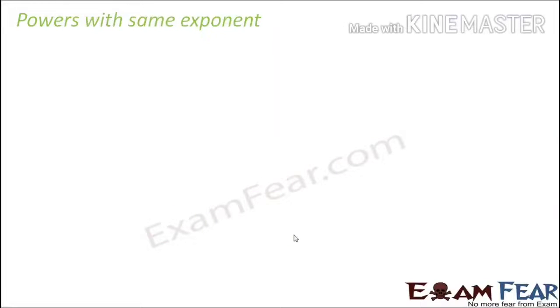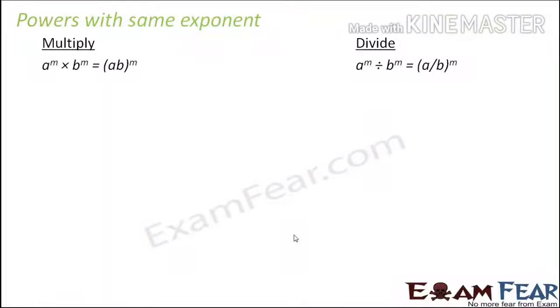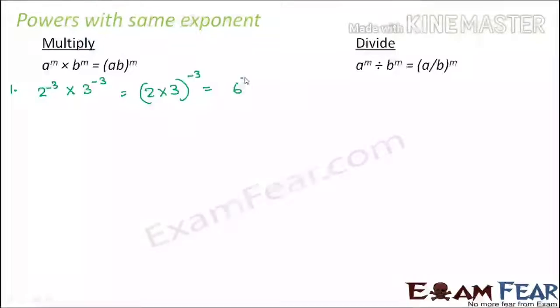Now let's talk about powers with same exponents. That is, the bases are different, but the powers are the same. Something of this sort, where the bases are a and b respectively, but the exponent is the same, which is m. So again, here also we will take examples. So let's first consider examples for the multiplication. So let's say you have something like 2^-3 into 3^-3. As per this law, this can be written as (2 into 3)^-3, that is 6^-3.